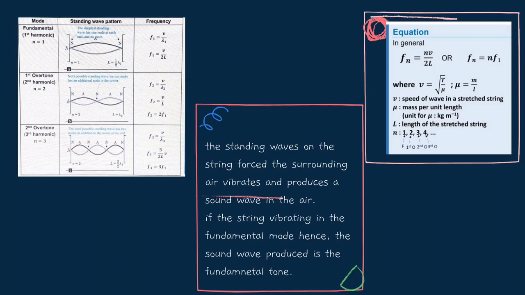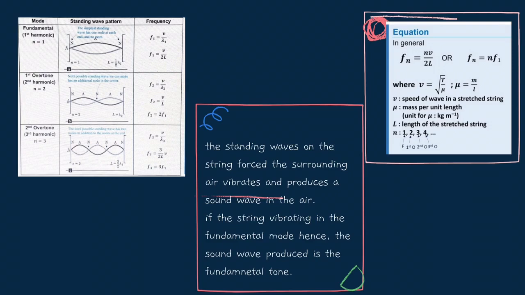For the second overtone, which is the third harmonic, n equal to 3, the third possible standing wave has two nodes in addition to the nodes at the ends. So for the formula of the frequency, we get f3 equal to 3 times f1.